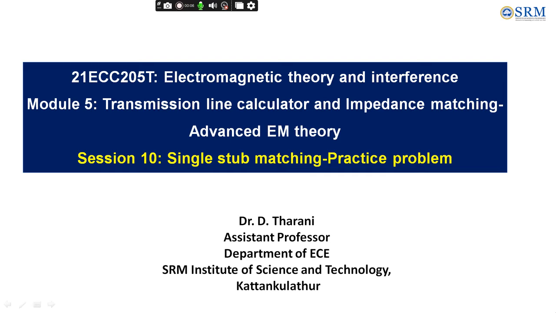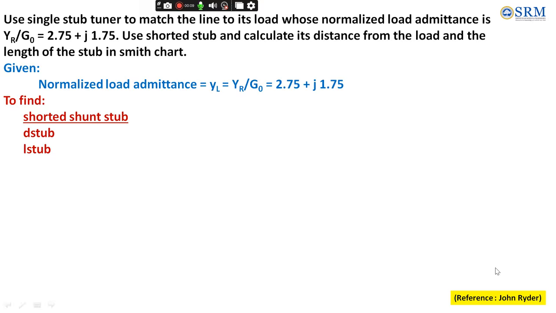In this session, let us solve one more problem for single stub matching. Here we are asked to use a single stub tuner to match a line to its load whose normalized load admittance, small y_L, that is Y_L by Y naught, is given as 2.75 plus j 1.75. We are asked to use a shorted stub, and calculate its distance from the load and the length of the stub by using the Smith chart. So we are asked to find the shorted shunt stub tuner with a particular distance and particular length.